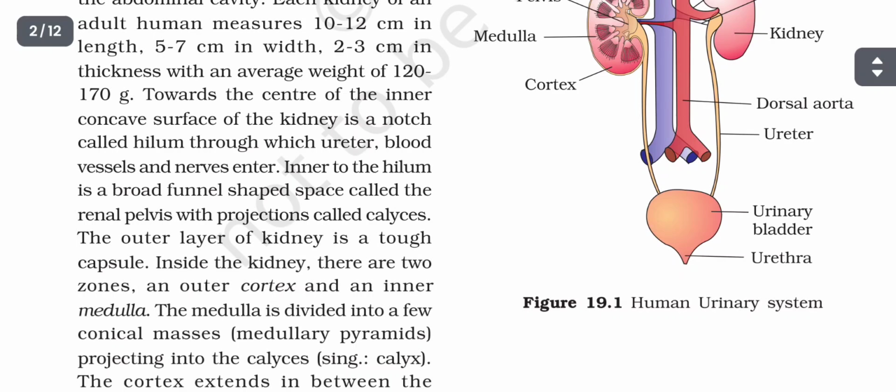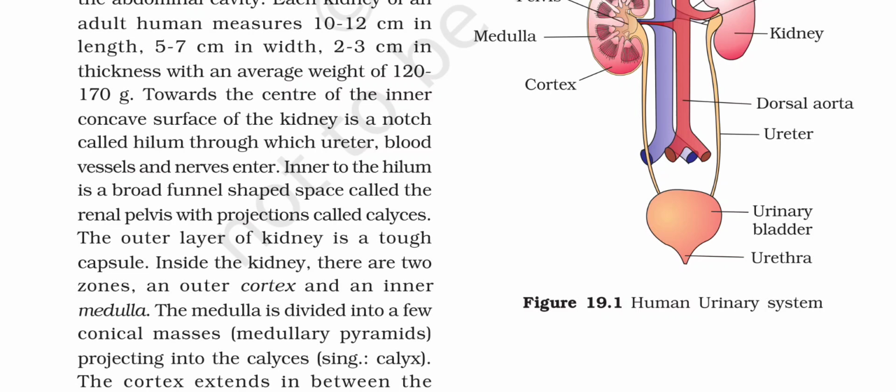Towards the center of the inner concave surface of the kidney is a notch called hilum through which ureter, blood vessels, and nerve enter. Inner to the hilum is a broad funnel-shaped space called the renal pelvis with projections called calyces. The outer layer of the kidney is a tough capsule.